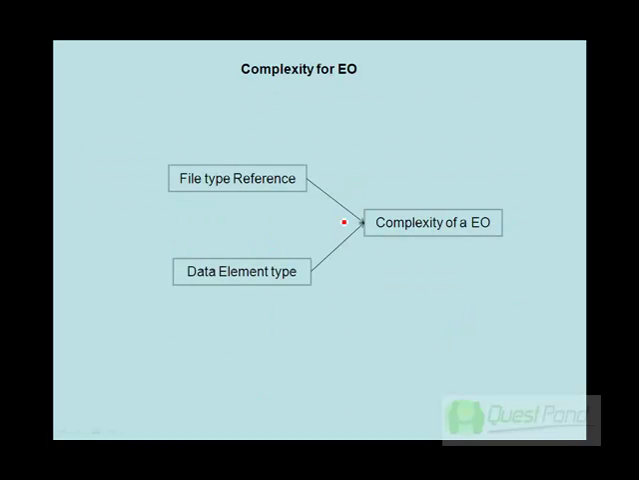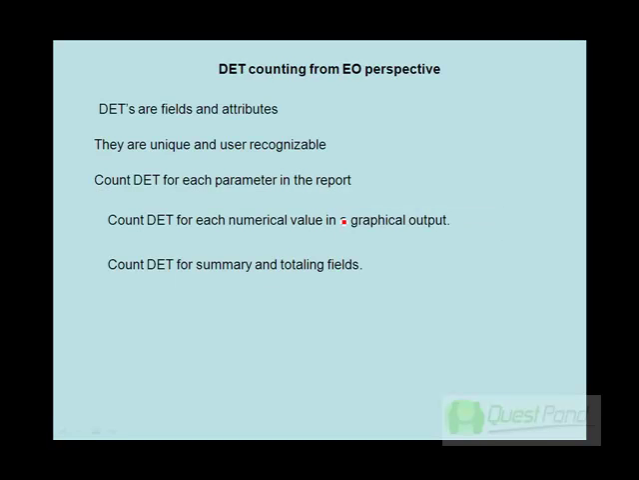The complexity of an EO basically depends again on FTRs and DETs, which we have seen for EI. When we count DETs from the EO perspective, there are some important aspects which we need to take care of. The common things of DET, like the fields and attributes being unique and user recognizable, are the same as the EI, but we need to count 1 DET for each parameter in the report. So if you have a report which takes in a customer code and a customer name, and when you click on search it shows a report, the customer code and the customer name should be counted as 1 DET each, that is 2 DETs.